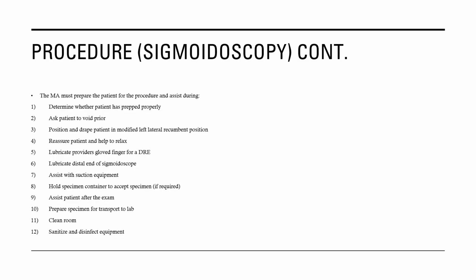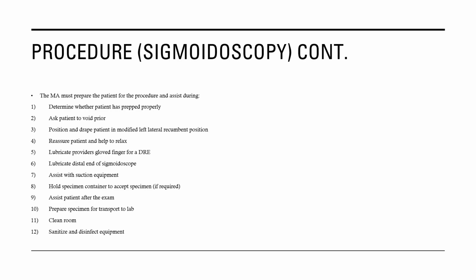Okay, so the procedure continued. This is a little bit of what the MA does. So this is kind of the MA's role and purpose within the sigmoidoscopy. So the MA must prepare the patient for the procedure and assist during. So we can determine whether the patient has prepped properly and let the doctor know.